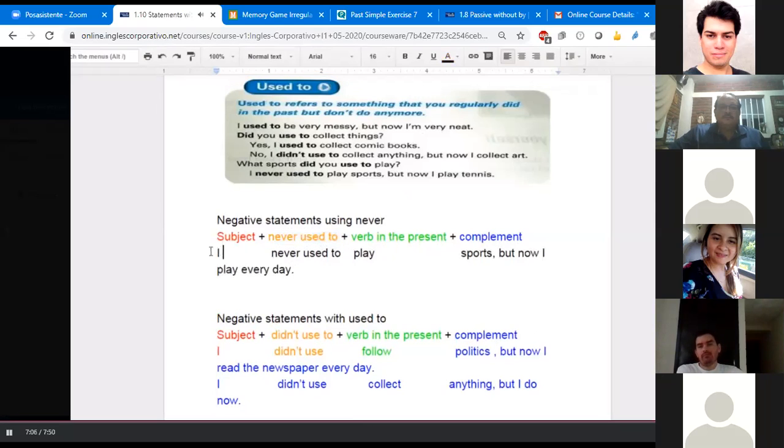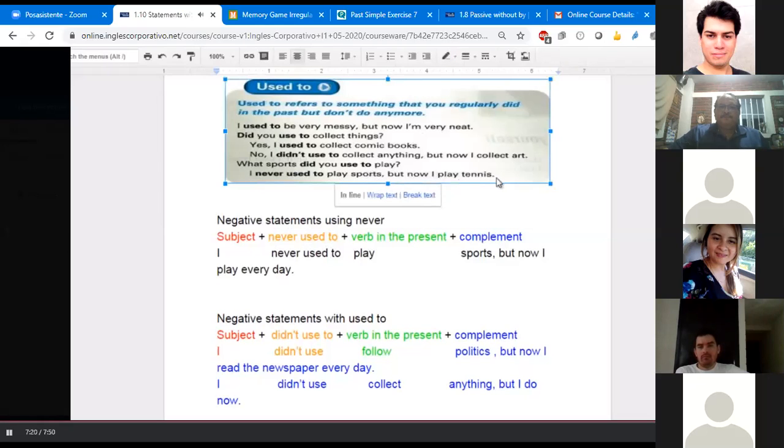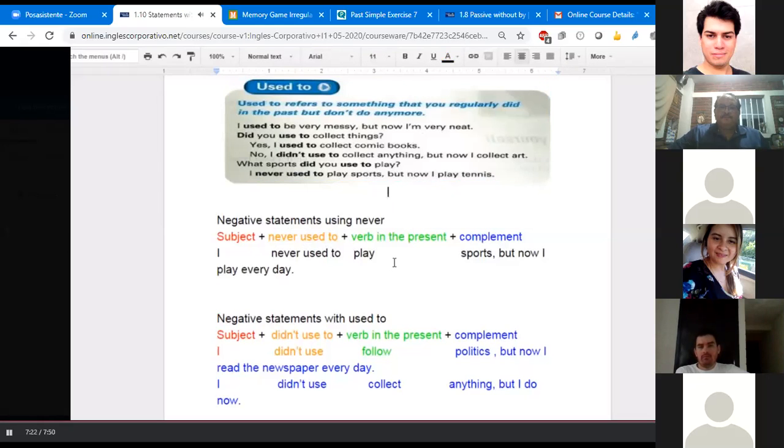Okay, so the subject plus never used to, and that's going to follow the verb in its present form. And then whatever complement exists. I never used to play sports. I never used to worry about money. I never used to play sports, but now I play tennis, just like you see on the example there.